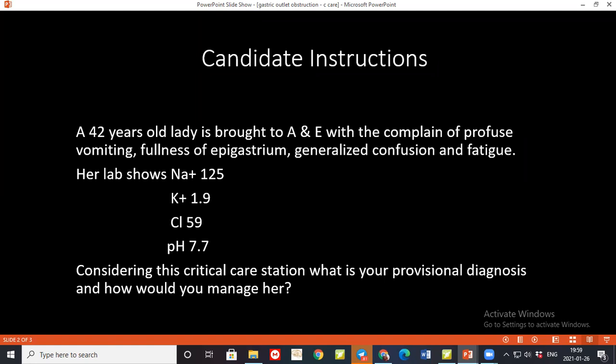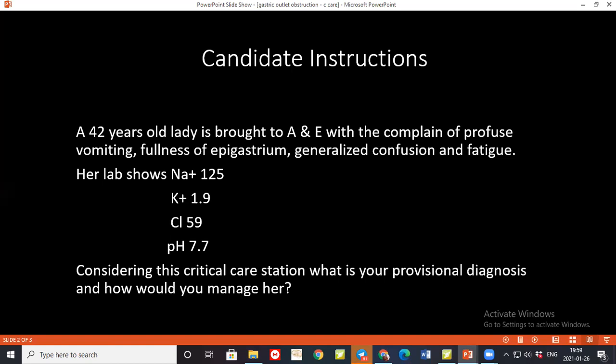Two large bore IV cannulas, after making sure the ABCD is in line, the patient has an adequate airway, breathing is fine, and circulation is maintained. Starting the patient on sodium chloride. Once the resuscitation has been done and the patient has adequate urinary output, then I'll start the potassium supplementation and monitor the urine output.